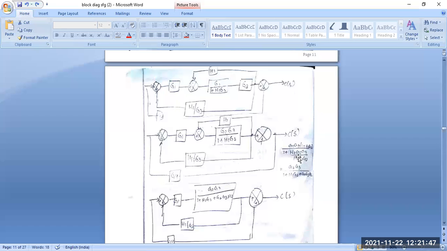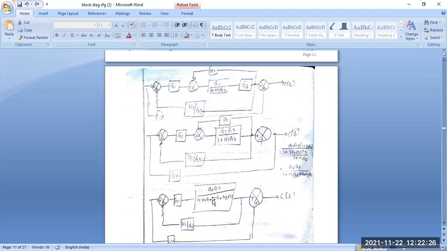Next, another one, 1 plus H2 G2 G3 by 1 plus H1 G2. So when you calculate it, 1 plus H1 G2 and 1 plus H1 G2 cancel out. The complete equation is coming: G2 G3 by 1 plus H1 G2 plus G2 G3 H2. Okay, so this is the complete form we have to calculate. We have to eliminate this feedback loop according to these blocks also. This is G2 G3 by 1 plus H1 G2 plus G2 G3 H2. Clear?